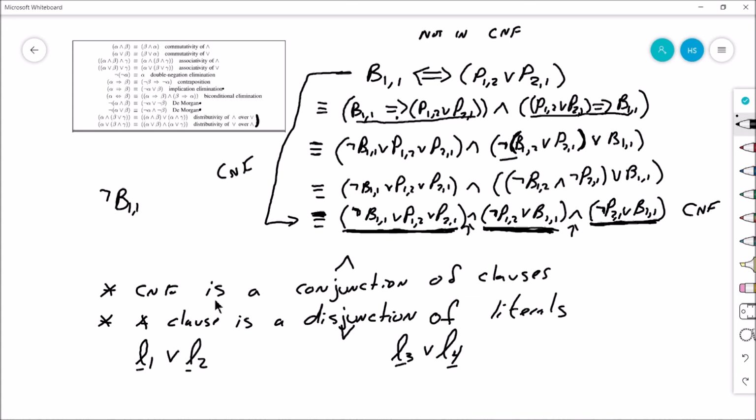CNF, conjunctive normal form, it's a conjunction of clauses. So these two clauses, if we were then to link them together with an and, this would be a conjunction of clauses. Remember, a clause is a disjunction of literals. Okay, so this is in CNF form.